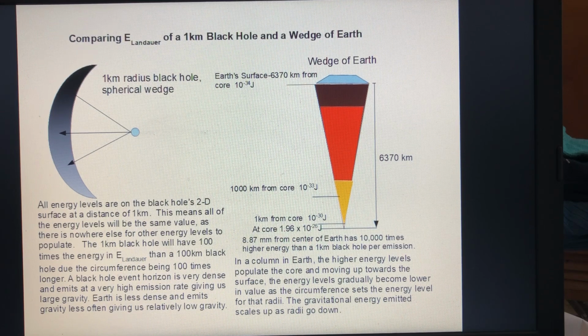In a column in Earth, the higher energy levels populate the core, and moving up towards the surface, the energy levels gradually become lower in value as the circumference sets the energy level for that radii. The gravitational energy emitted scales up as radii goes down.